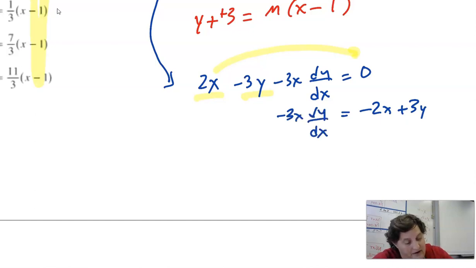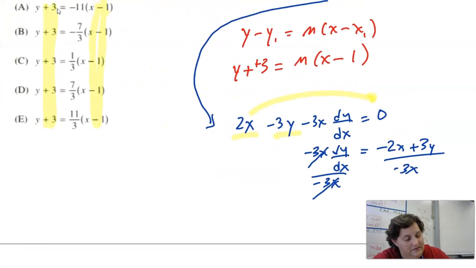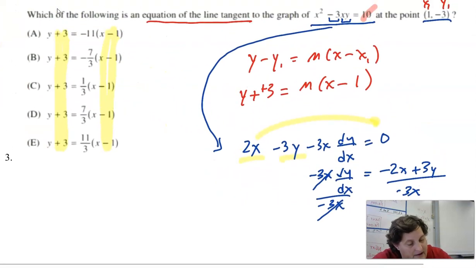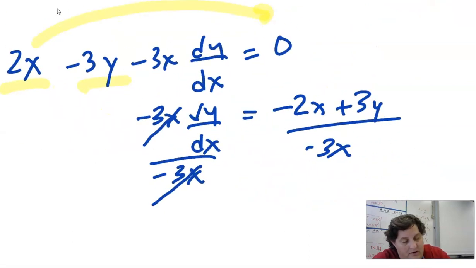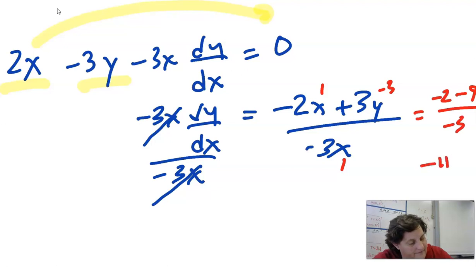And so to solve for dy/dx, I'm going to divide both sides by negative 3x. Okay, so this is my equation for dy/dx. Come back up here, x1 is 1, y1 is negative 3. So I'm going to put 1, negative 3, and 1. So I get negative 2 minus 9 over negative 3. It's negative 11 over negative 3, which is 11/3.